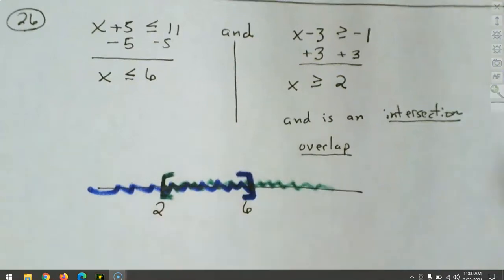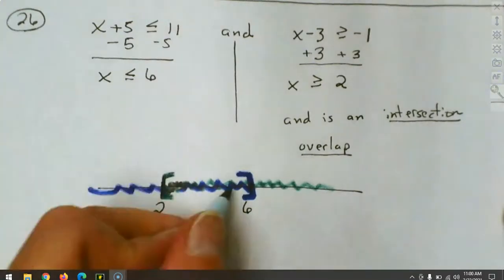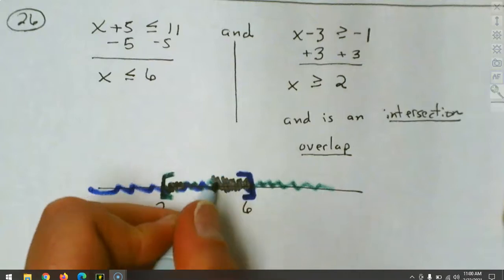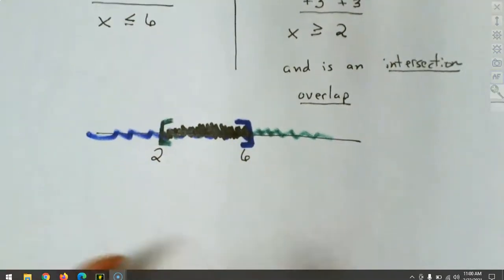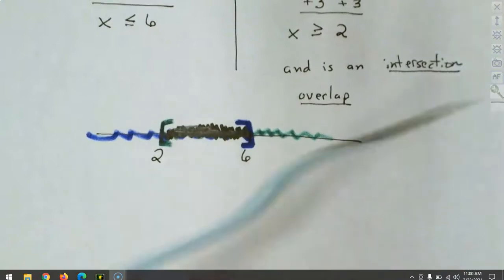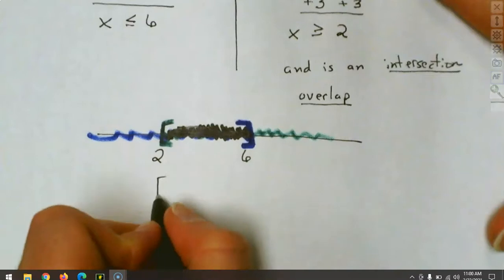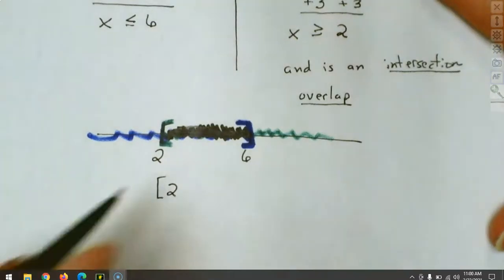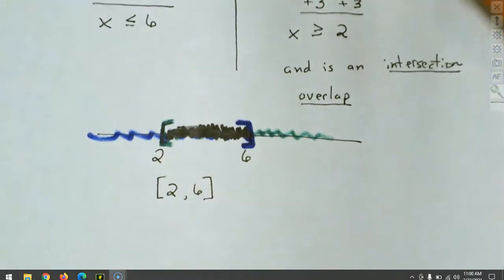Now, what do we know? We have an and, so what does the and mean? And means we look for the overlap in both. So there's our overlap. And so that would then be with the overlap, square bracket 2 to 6, also with a square bracket.